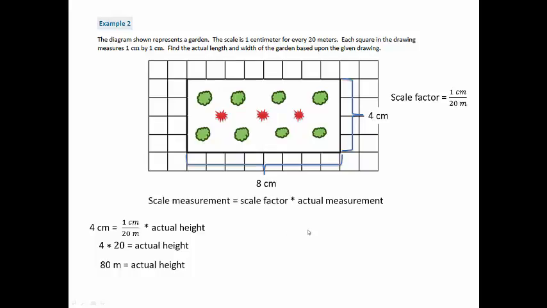We're going to do the same thing with the width. We can check and see 20, 40, 60, 80, 100, 120, 140, 160. We should get 160 meters after doing the math. 8 centimeters equals 1 centimeter over 20 meters times our actual width. 8 times 20, I'm multiplying by the reciprocal of this instead of dividing by 1/20, gives us our actual width. So 160 meters is our actual width.